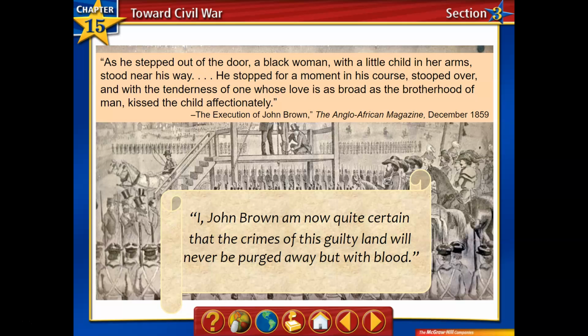Compromises haven't worked. Supreme Court decisions have only further divided things. And there just seems to be no way other than to end it with war. Or in this case, again, as John Brown puts it, with blood. So, ladies and gentlemen, that's going to wrap up our section here. And it puts us that much closer to the Civil War.